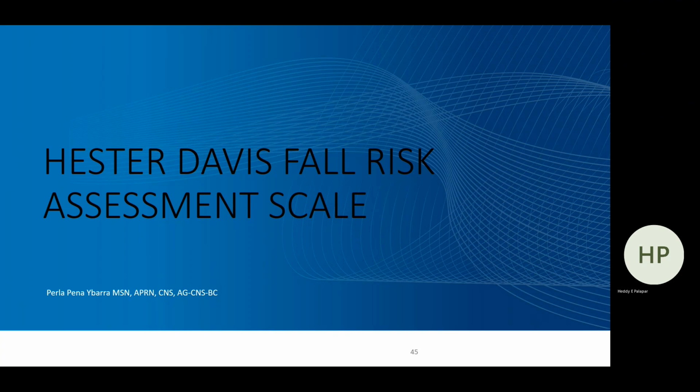home. 35% of those patients will likely be readmitted for a fall, and 5% of those patients will possibly die within a month. Inpatient falls are a global problem, but also a major concern in our medical center. For that reason, I wanted to dedicate some time to go over the Hester Davis assessment tool and evidence-based practice interventions to improve our patient outcomes.